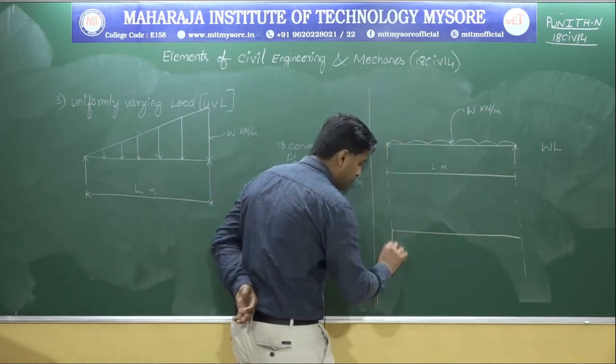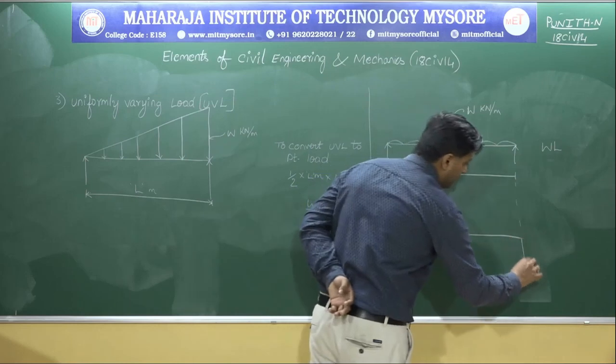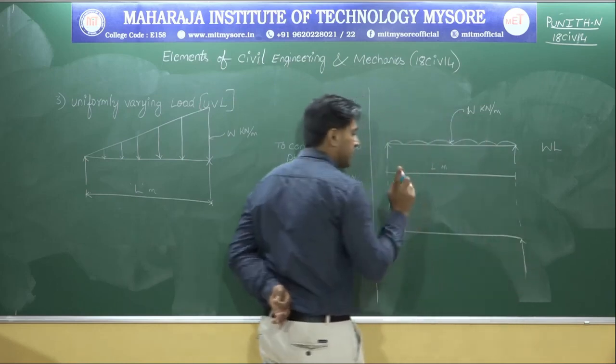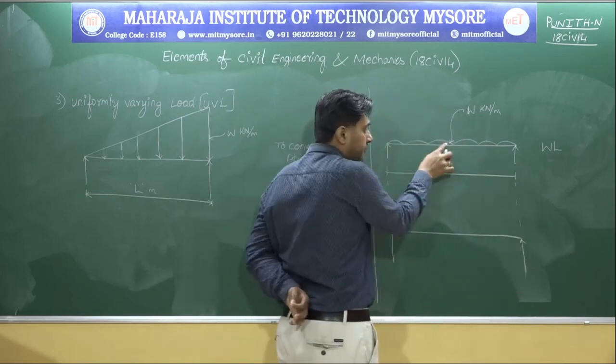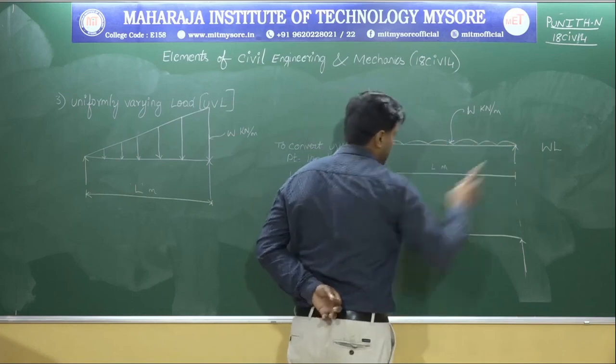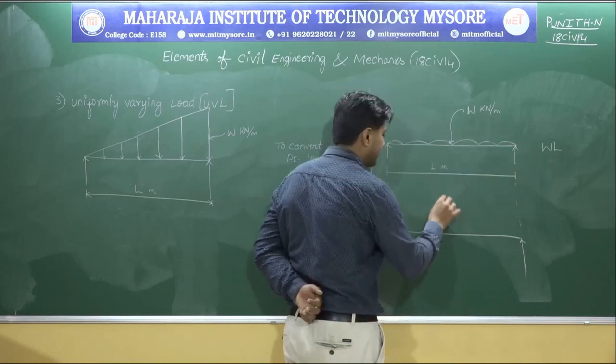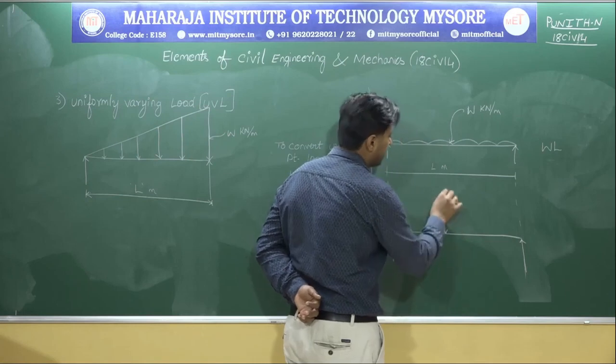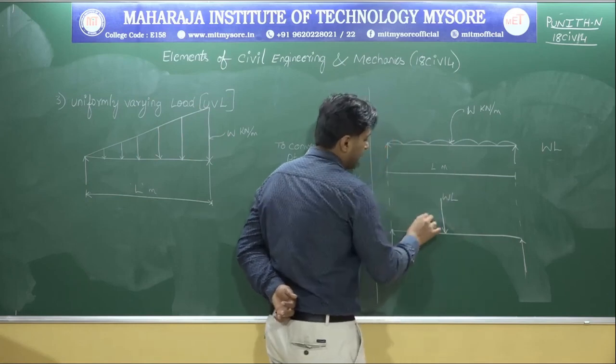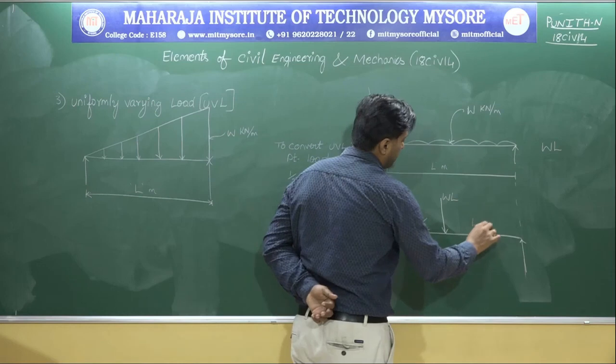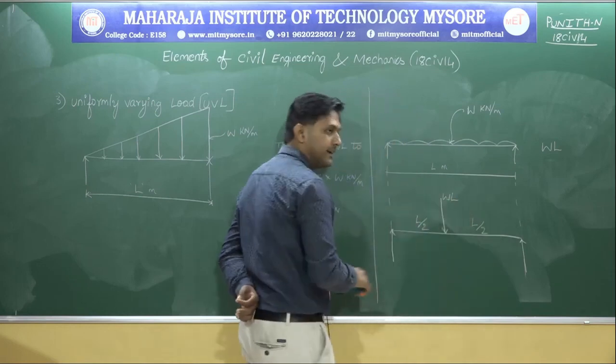So here there will be a support, and here there will be a support. As we know, sign convention is only for the point load. So if I convert this UDL to point load, the formula is W into L, and where does it act exactly? It acts exactly at the center, W into L, at L by 2, L by 2, because it is acting exactly at the center.